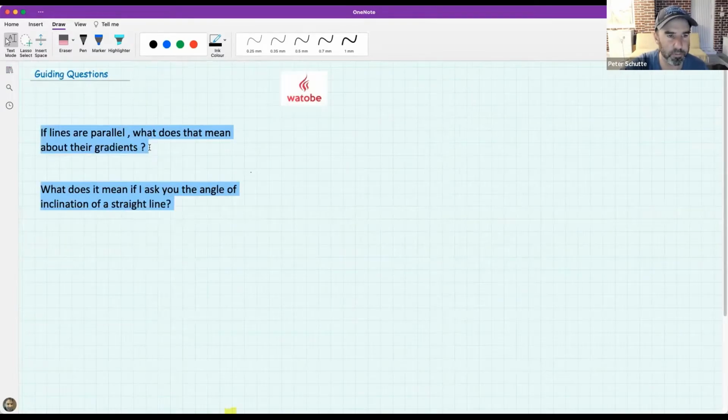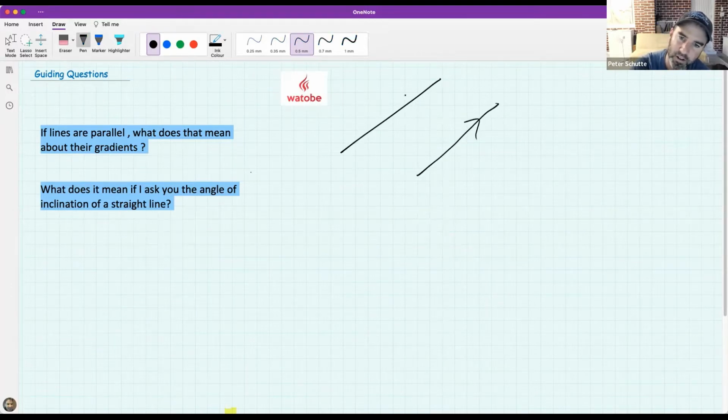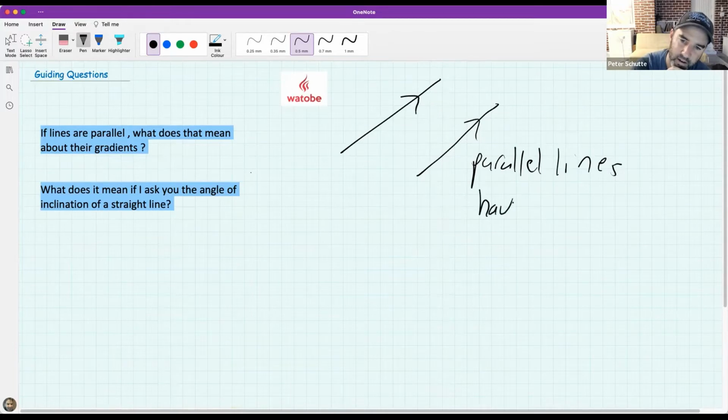So the other thing I wanted to point out is I want to start with just two questions. If lines are parallel, what does that mean about their gradients? Put your answer in the chat. This is going to come up later in the lesson, but I wanted to just get it there right now. So if lines are parallel, what does that mean about their gradients? So often you'll see two parallel lines like that. So parallel lines, you're quite correct, have equal gradients. And so that's something which is going to come up in the lesson today.